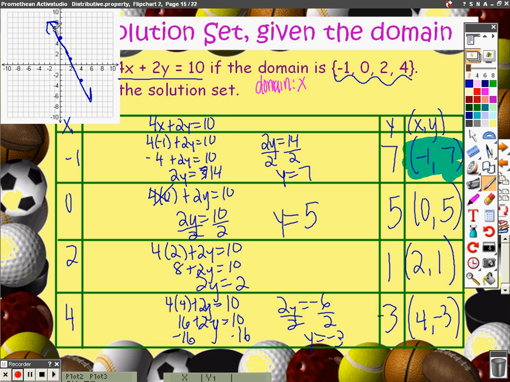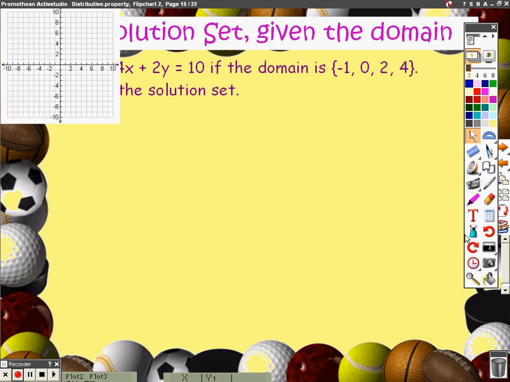Okay, is that the only way to do this problem? No, it's not the only way. The other way to do this problem is a little shortcut to an extent. I'm going to clear all of this. If you need it, you can go back and review. Just rewind the video. I'm going to pull up what I have here: 4x plus 2y is equal to 10. I'm going to solve this for y, and put it in my graphing calculator.